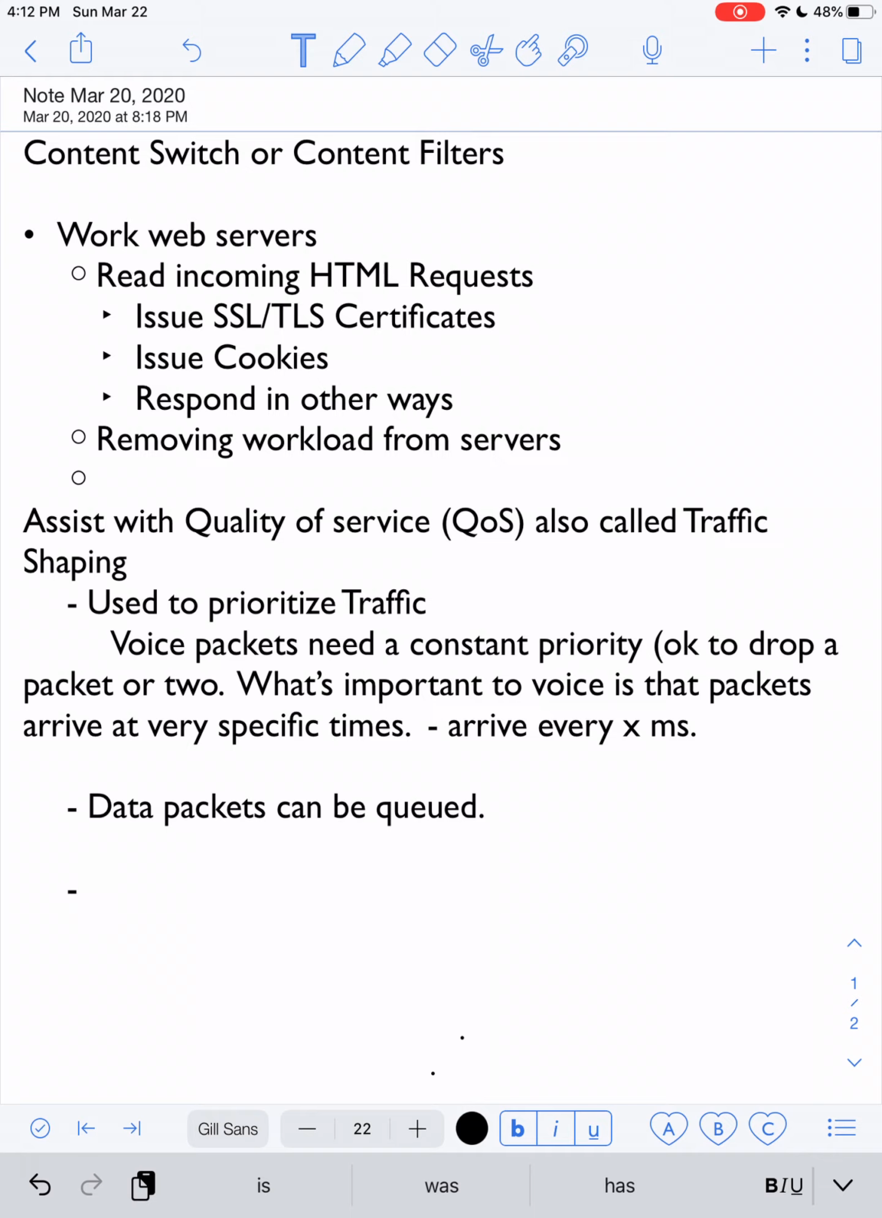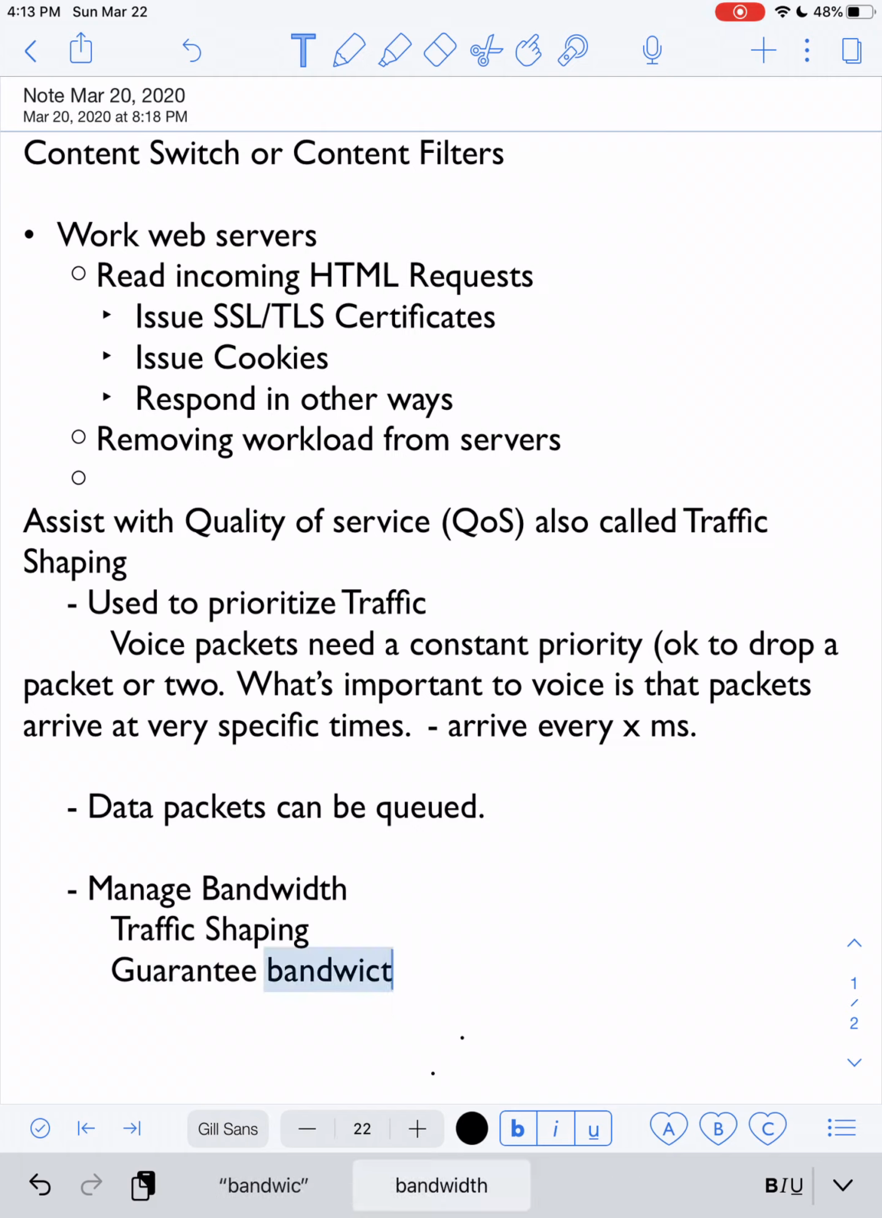And one of the things we're hoping to do with this is manage bandwidth. One of the things we can also call this is traffic shaping. And here we are attempting to guarantee bandwidth or latency. So latency is actually how many milliseconds apart each packet is going to arrive.